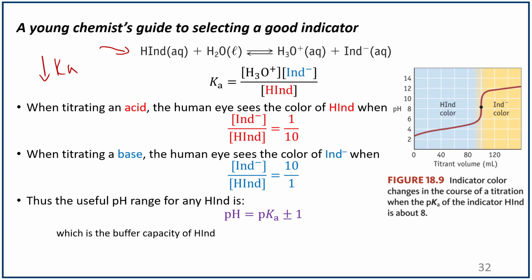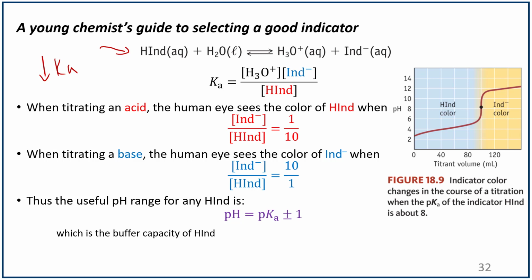The useful pH range of any indicator is at pH equal to pKa plus or minus 1, which is basically just the buffer capacity of the indicator. Meaning, let's say, for example, if you know what the pKa is of an indicator, add or subtract 1 from it. If the equivalence point that you want to pinpoint is around that range, then you can use that indicator.